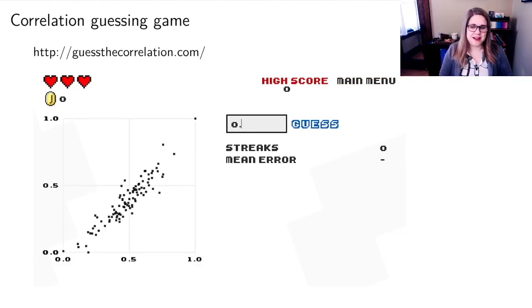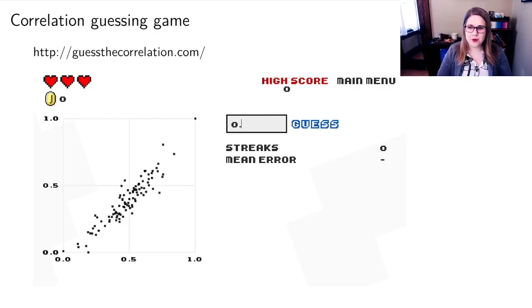So there's a guessing game to try and guess the correlation from a picture. And it turns out researchers have found that humans are not super great at guessing the correlation. So this isn't something that I would expect you to do on an exam, be able to look at a picture and guess accurately what the correlation value is. But researchers have also shown that you can get better at this if you practice, and the guess the correlation game is one of the ways that you could practice.